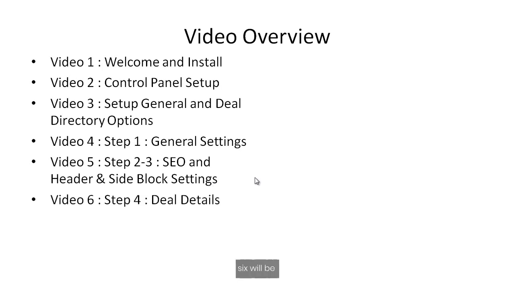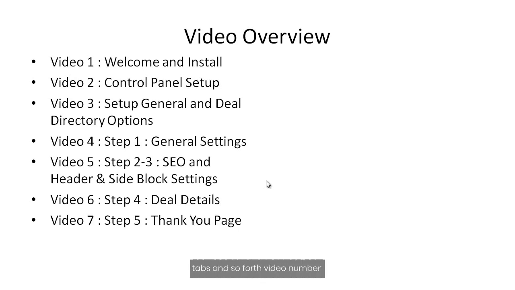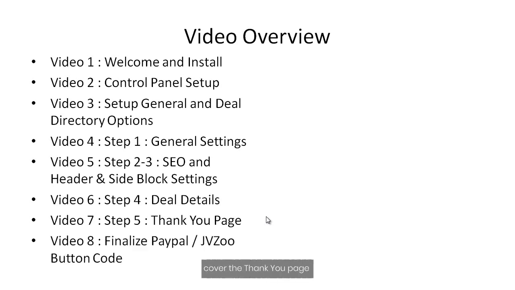Video number 6 will be step number 4 and will be the details for the deal, such as the type of the deal, the countdown of the deal, when the deal ends, where should you forward them, and how to add tabs and so forth. Video number 7 will be step number 5, and that will cover the thank you page.